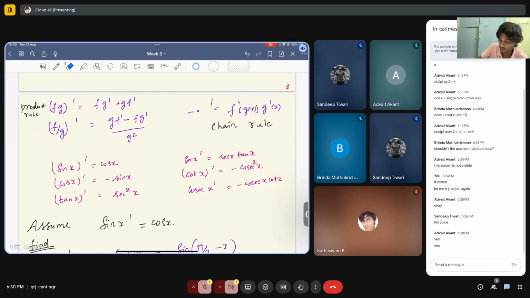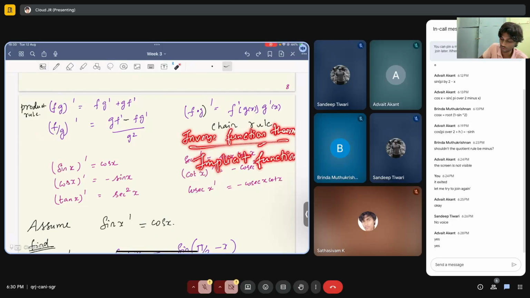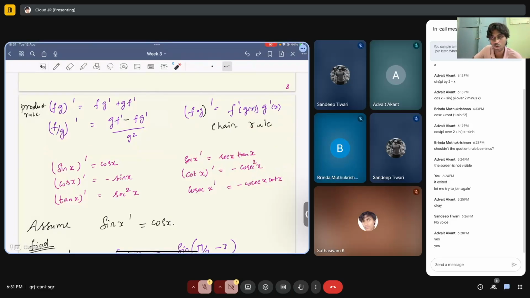But now we have the chain rule. Later we will study two more things. One is, if you have a function and you have an inverse function also, how do you find the derivative of the inverse function? That will be another rule, the inverse function theorem. And there is also implicit differentiation. Those two together with whatever we have done so far are more or less enough to find most derivatives.